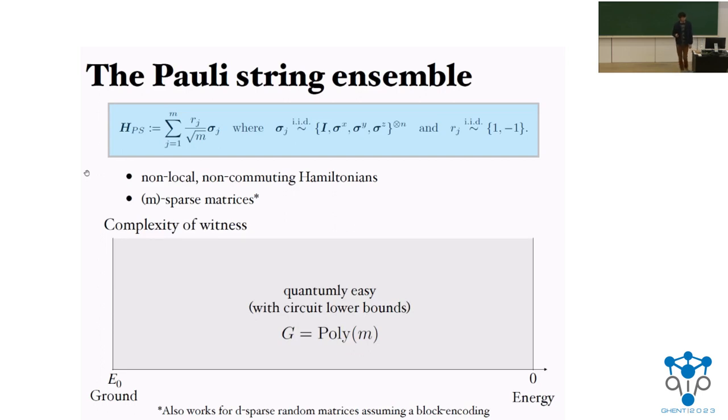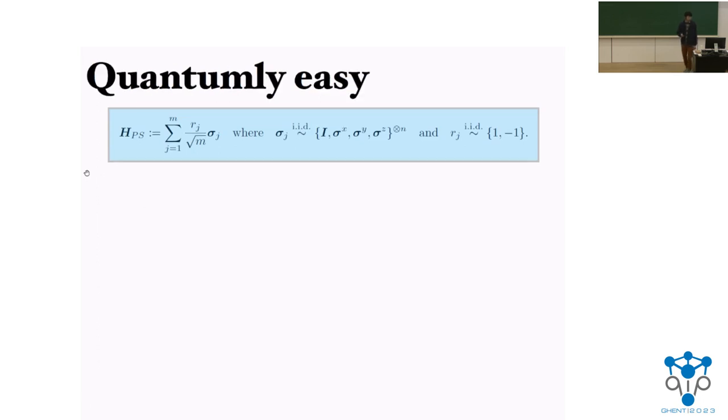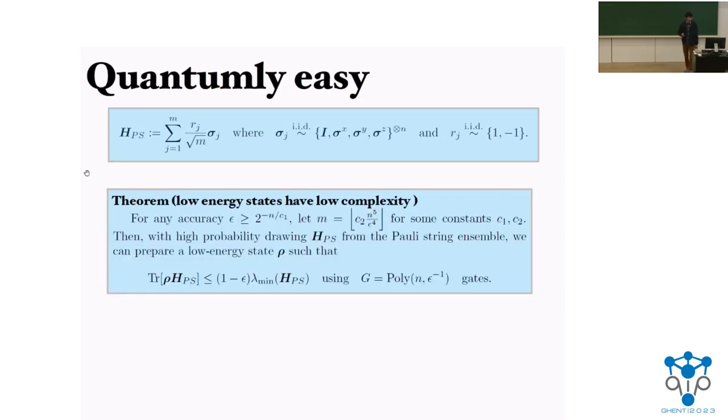We'll show that this ensemble is quantumly easy all the way to ground energy. And as a complementary result, we also have circuit lower bounds that essentially match the algorithmic cost. So the circuit lower bound will be our evidence for classical hardness. So let's look a little more carefully at the quantumly easy part.